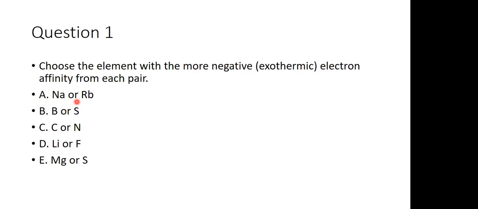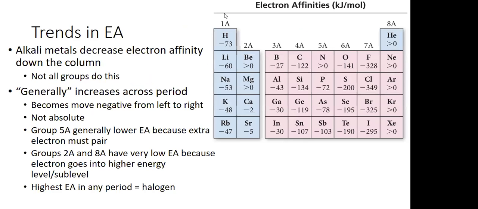Boron or sulfur. Here, sulfur has more electron affinity. And let me actually go back to the periodic table so we can be looking at that. So we were comparing boron and sulfur. Boron's right here, sulfur's here. So sulfur is further to the right, and that's going to play a big role in electron affinity. The closer you get to your halogens, the more your electron affinity will become negative.